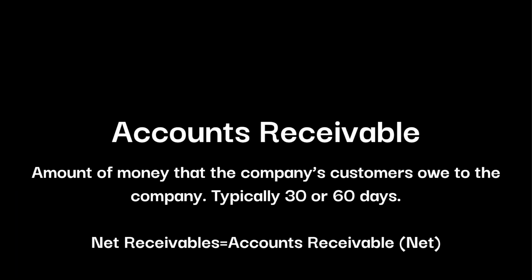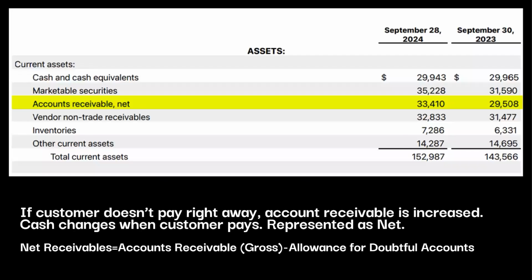All right, accounts receivable. So this is the amount of money that the company's customers owe the company. This is typically based on 30 or 60 days. Now, this is the net receivables, right? Which is also equal to accounts receivable net. And you can see it mentions net over here. So why net? Well, net receivables equals accounts receivable, which is the gross volume, minus the allowance for doubtful accounts. Not everyone is always going to pay. So we're taking a look at this with net, and each company has their own allowance.